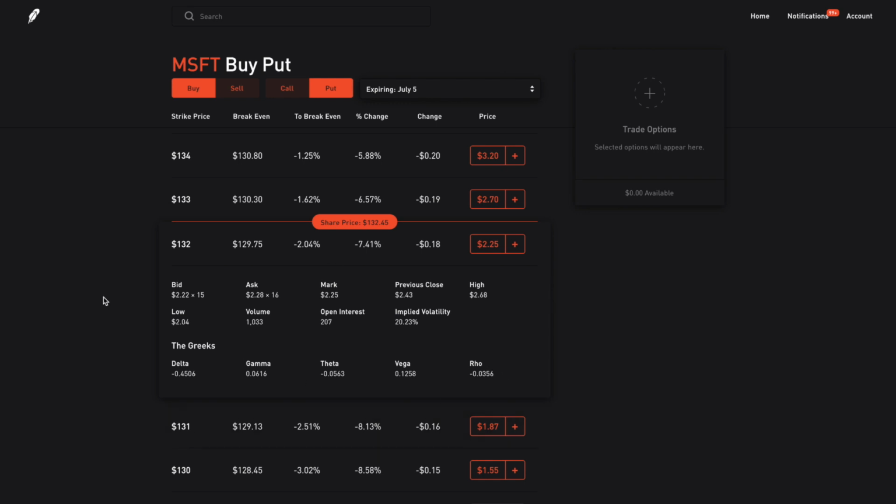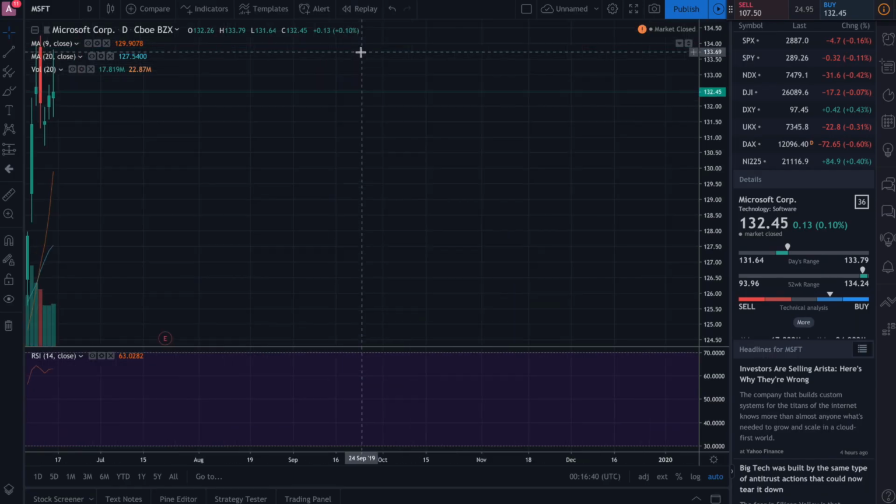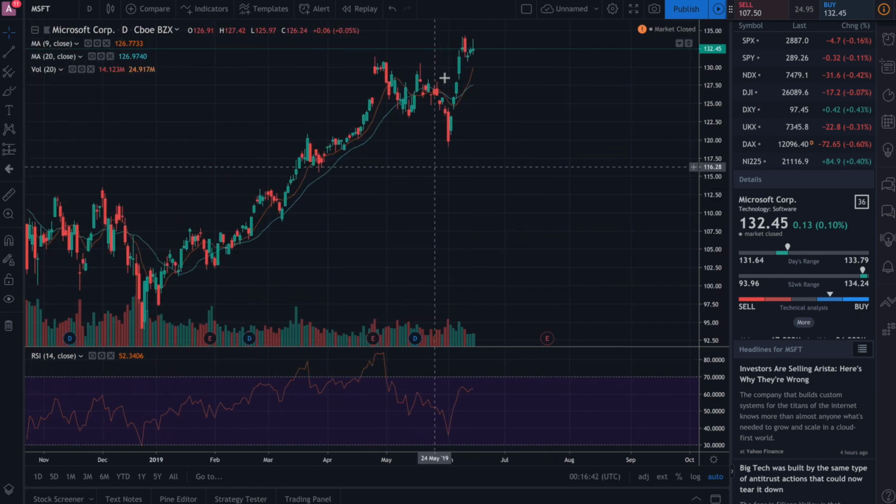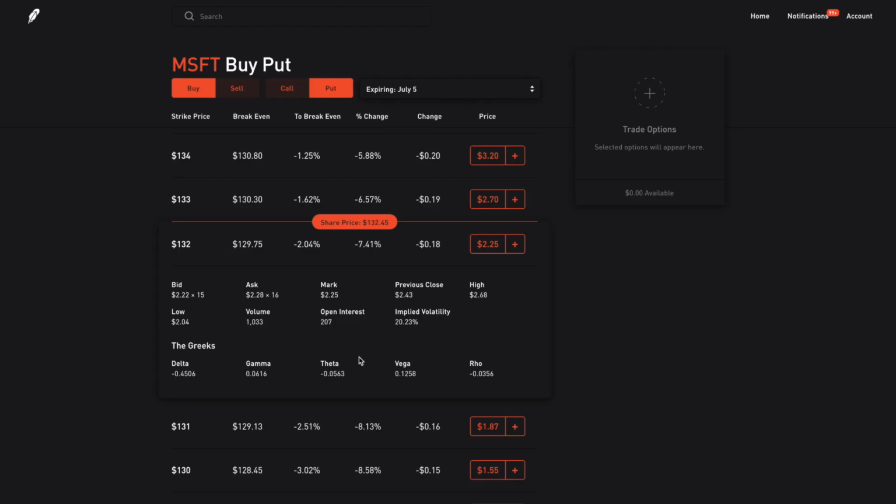So everything looks good on this options contract. I would definitely buy, because knowing that Microsoft is starting to top and it's likely going to reverse and have a pullback, it may actually be a put option in which I take interest.